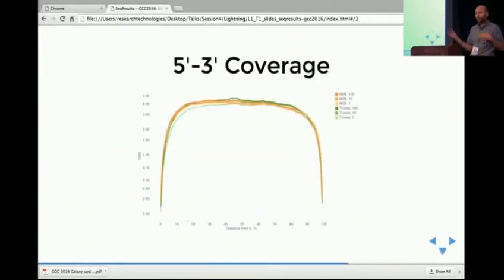Another aspect, coverage across the transcripts, 5' to 3' coverage, right? So kind of boring when you look at it in aggregate. There's one that seems to be dropping off there at the 5' end. That's the really low input Illumina one. So that's kind of interesting. Let's dig in a little bit.